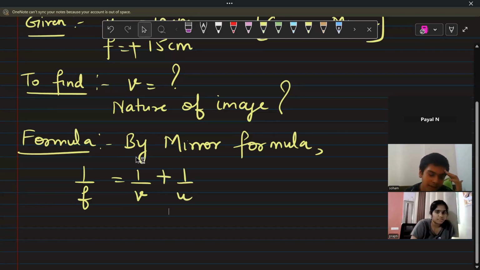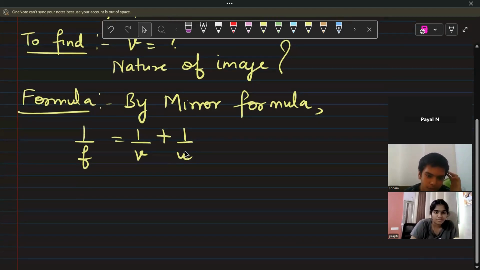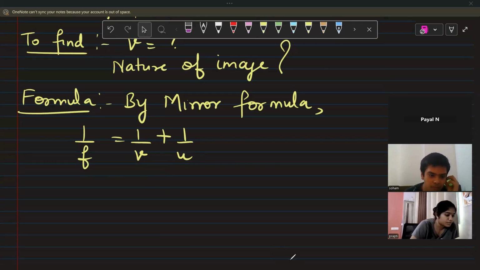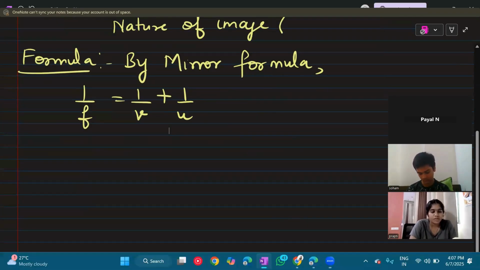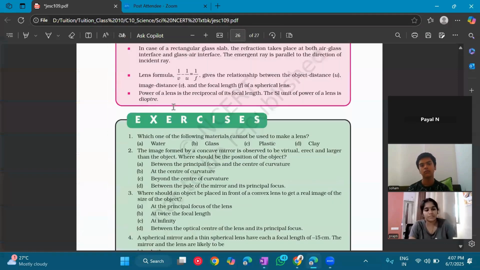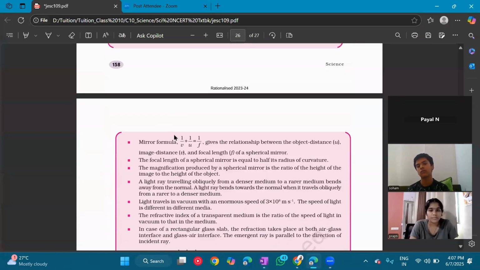Ma'am, I did not hear the full formula. What is the mirror formula? Sorry, ma'am, minus... What minus? 1 by v. Ma'am, 1 by v is equal to 1 by f minus 1 by u. This is your mirror formula.